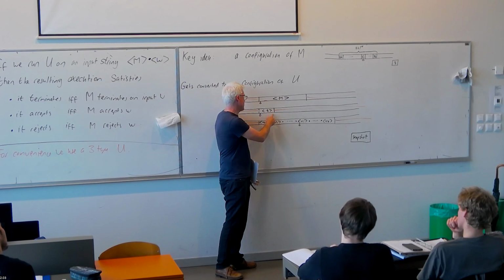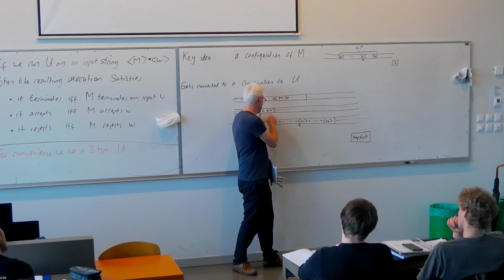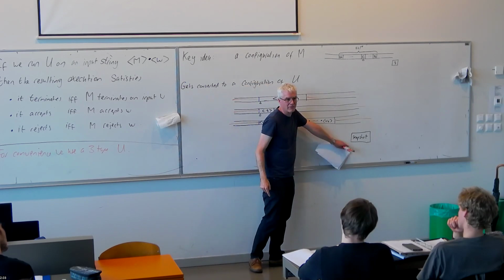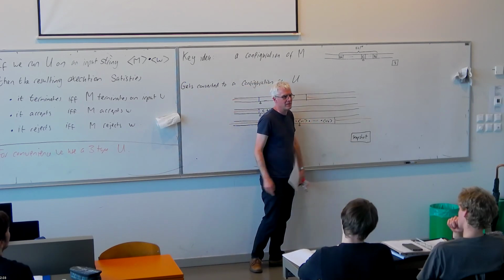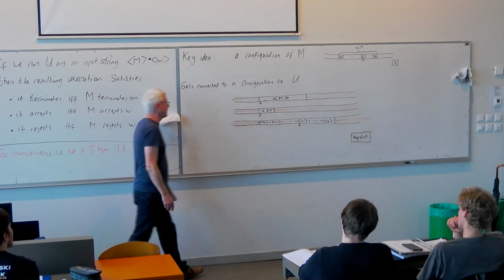If this state is the encoding of accept, we go into our accept state here. If this state is the encoding of reject, we go into our reject state, and otherwise we don't need to do anything. Okay? And that's how it works.